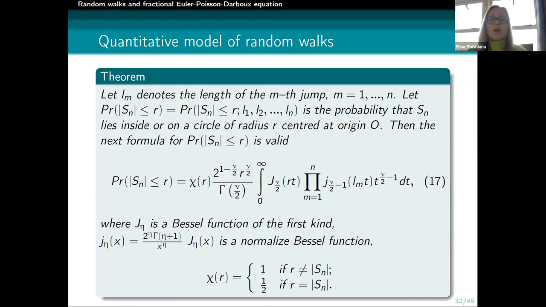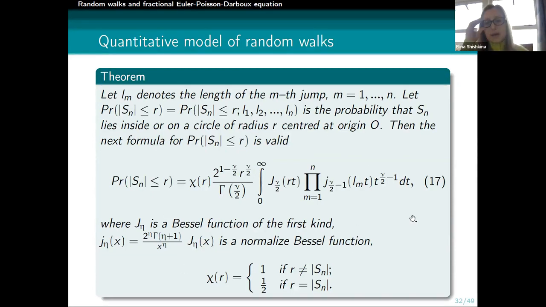And this probability is equal to an integral involving Bessel functions and the product of so-called normalized Bessel functions. Here we have the formula of this normalized Bessel function, and this normalized Bessel function is equal to 1 at 0, and that is why it's called the normalized Bessel function.